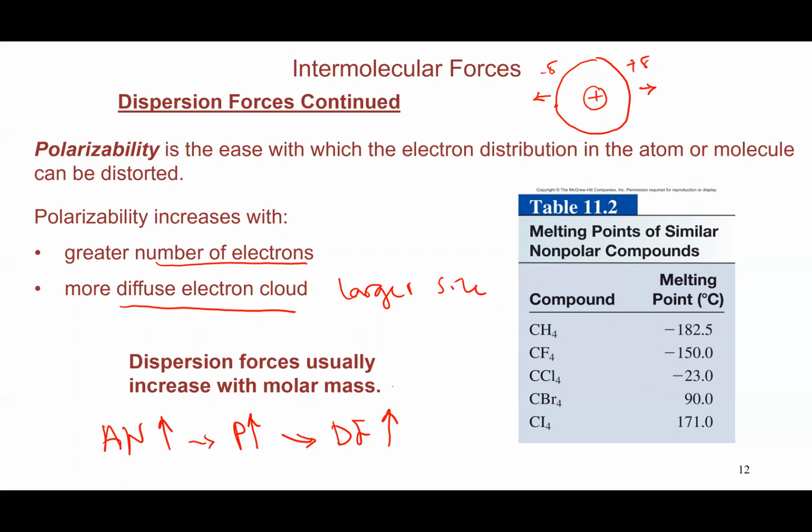Right? And this actually manifests itself very clearly when you compare the melting point of methane with all of this series right here. So the melting point of methane is -182. So it's actually a gas at room temperature.